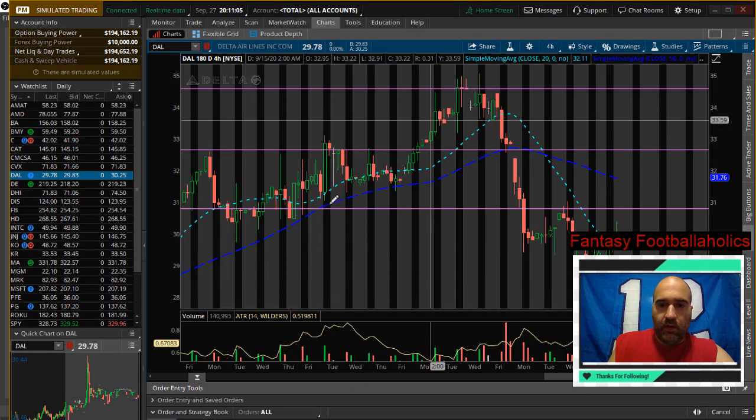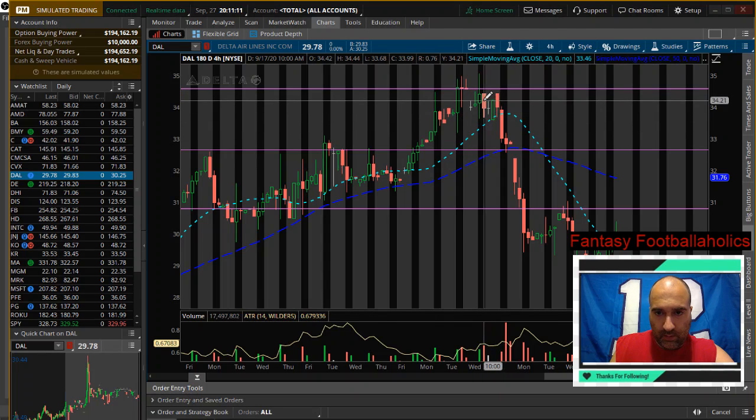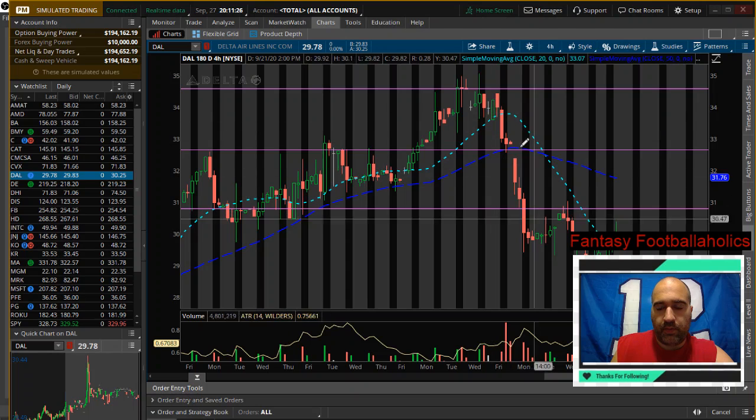And if you want to count waves, we have right here, this could be considered 1 and 2. This could be 3. This could be 4. This could be 5, and this could be going up. Or this could be 1, 2, and this just could be some consolidation. I could be about to do 3, which could be bigger than this.